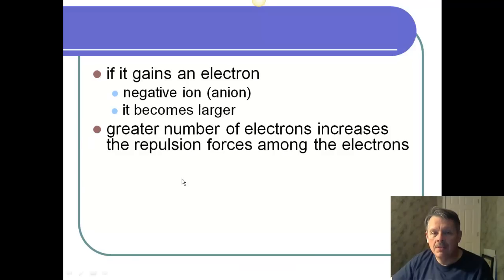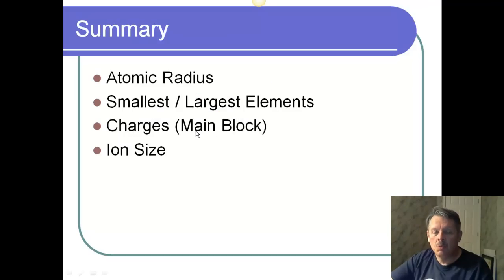Now, if it gains an electron, everything is backwards. It becomes negative, so it becomes an anion. It becomes larger. You need to know that it gets larger. And the greater number of electrons increases the repulsion between all of the electrons, pushing them away.